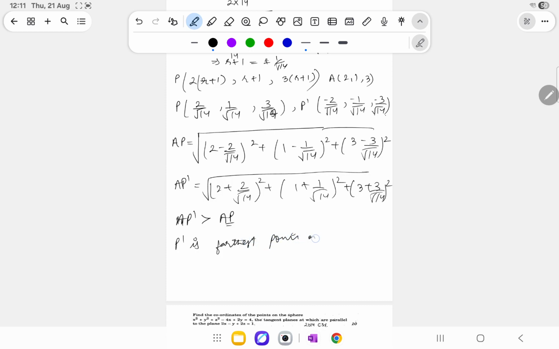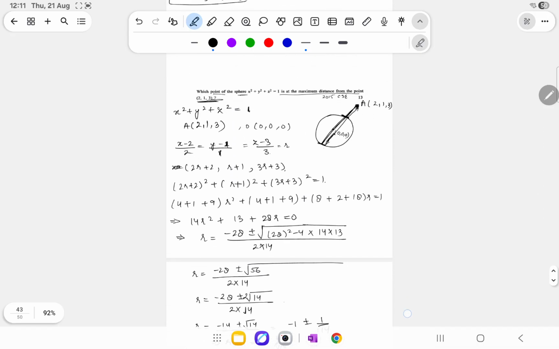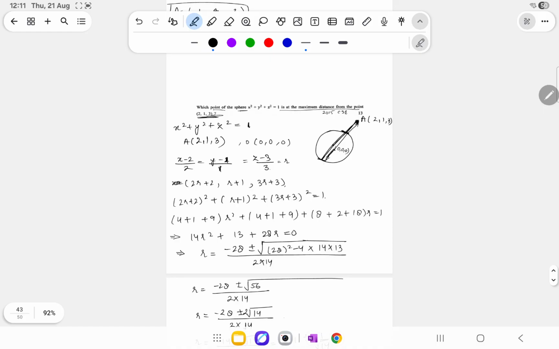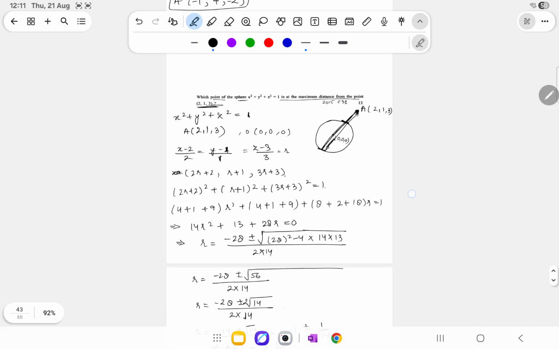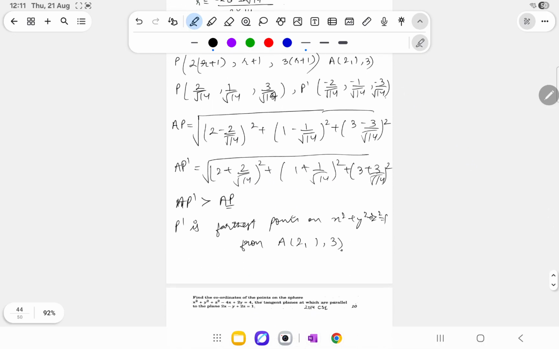On the sphere x square plus y square plus z square equals 1, from point A, that is (2, 1, 3). You can also do this question using the Lagrange multiplier method. Using that, you can assume a function where you take any arbitrary point on the sphere, then take the distance and try to maximize that distance subject to this condition. So let us move on to the next question.